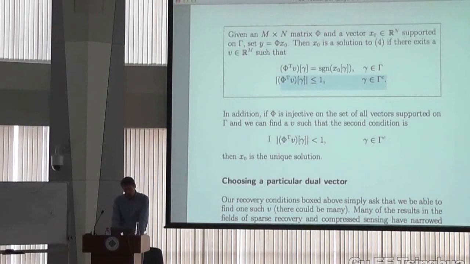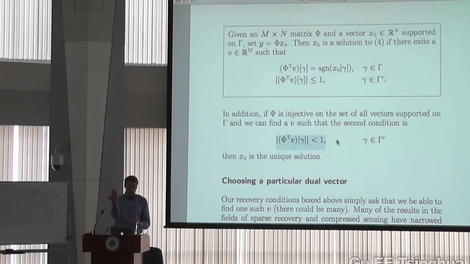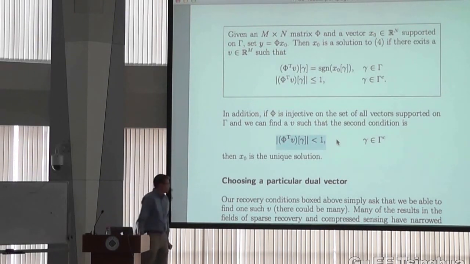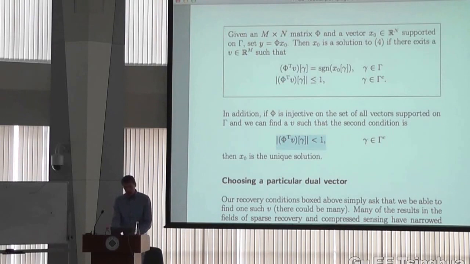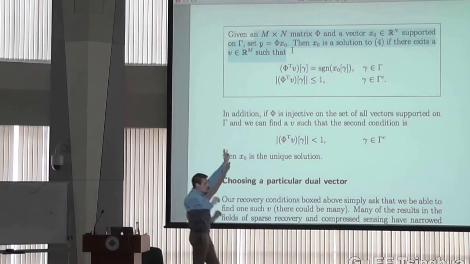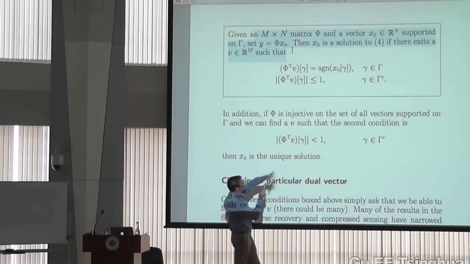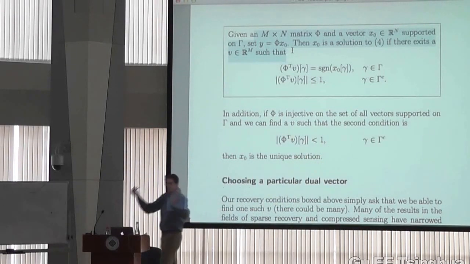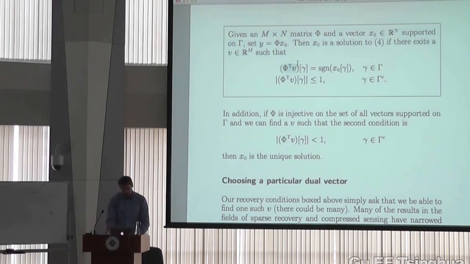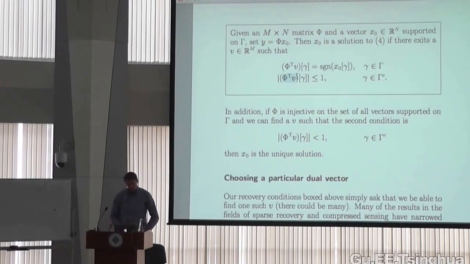And it's also true that if I can find a v such that off the support it's strictly less than 1 everywhere, then the solution is unique. It has to be a unique solution. I didn't go into it here, but that's true. Again, this doesn't depend on the values in x naught at all. It depends only on the support set gamma and the sign sequence of x naught on that support, and of course on the matrix phi also, because phi appears explicitly here.